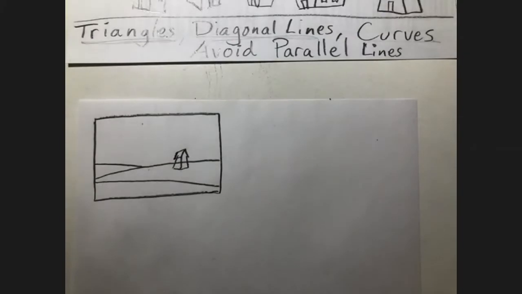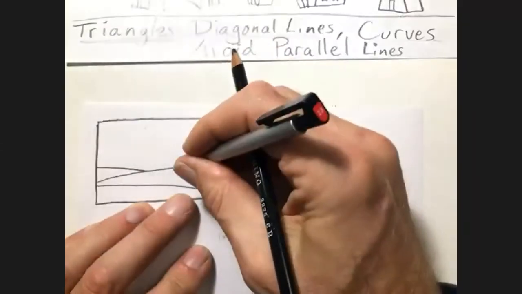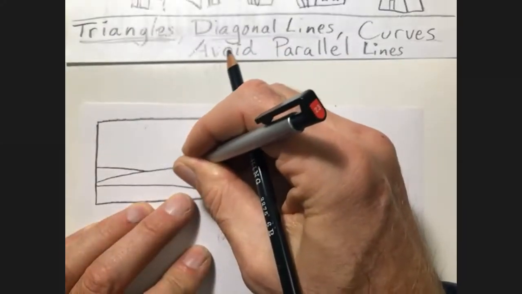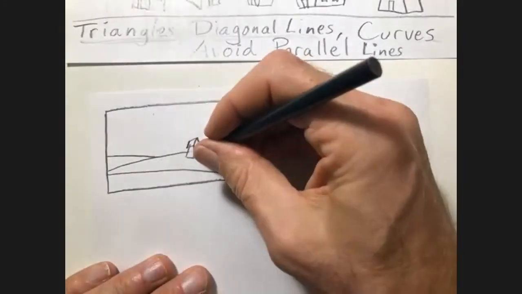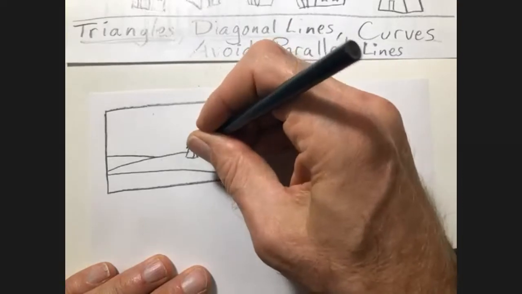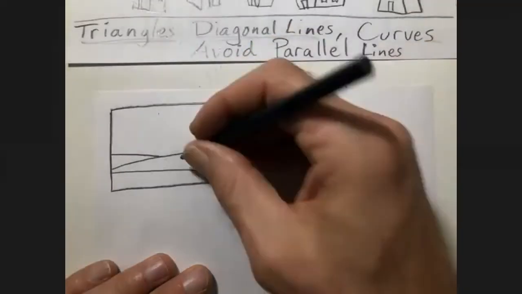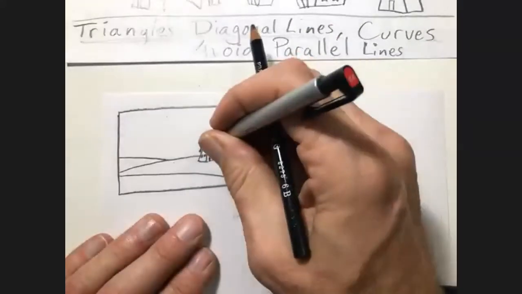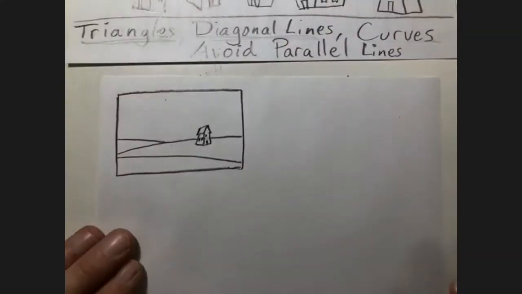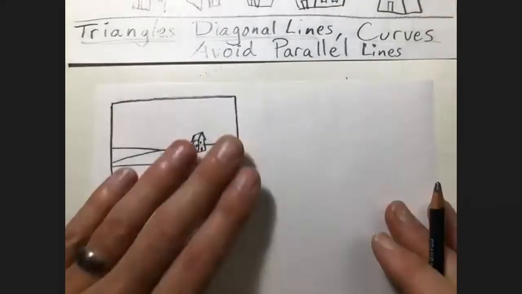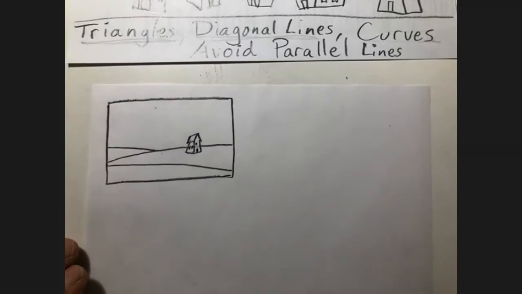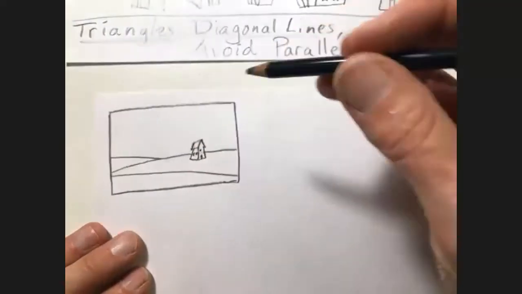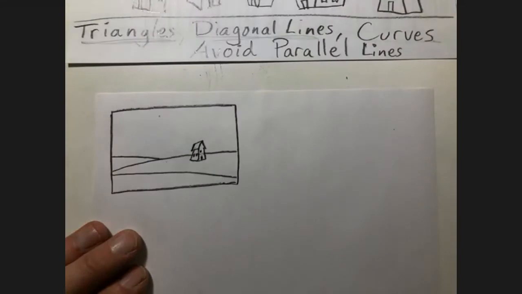And I need my eraser here too. We're going to keep it simple. So there's my focal point. Erase that. All right. Now, how can we also help get the viewer to focus on that? By breaking it up some more. So one thing we can do is I'll put in a couple of trees.